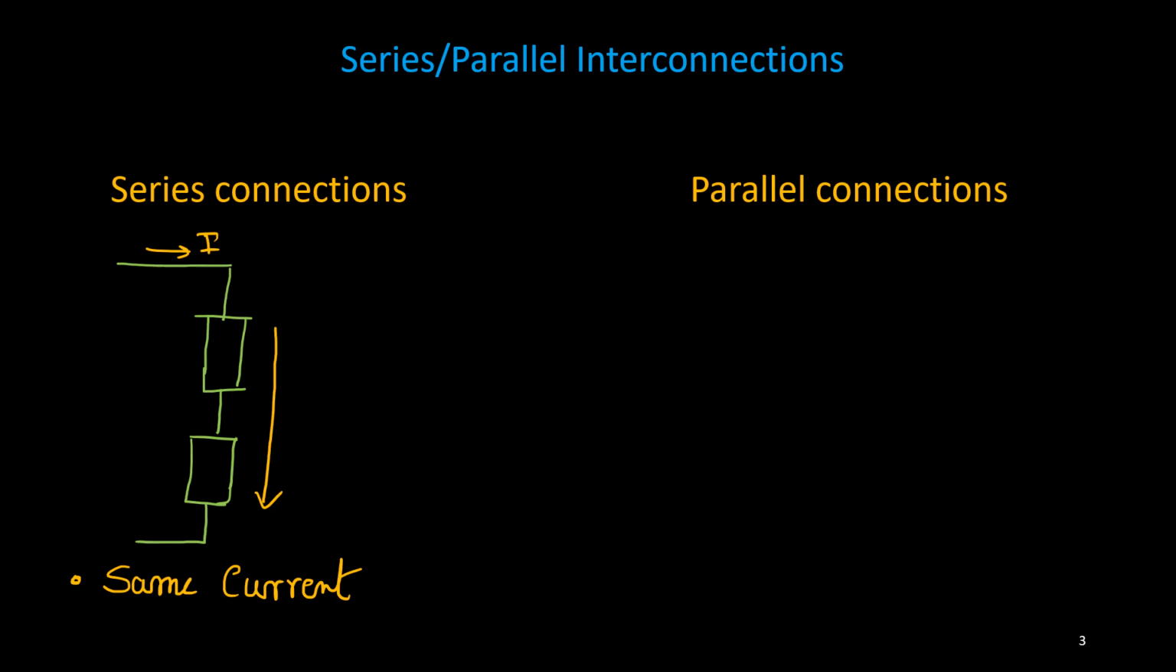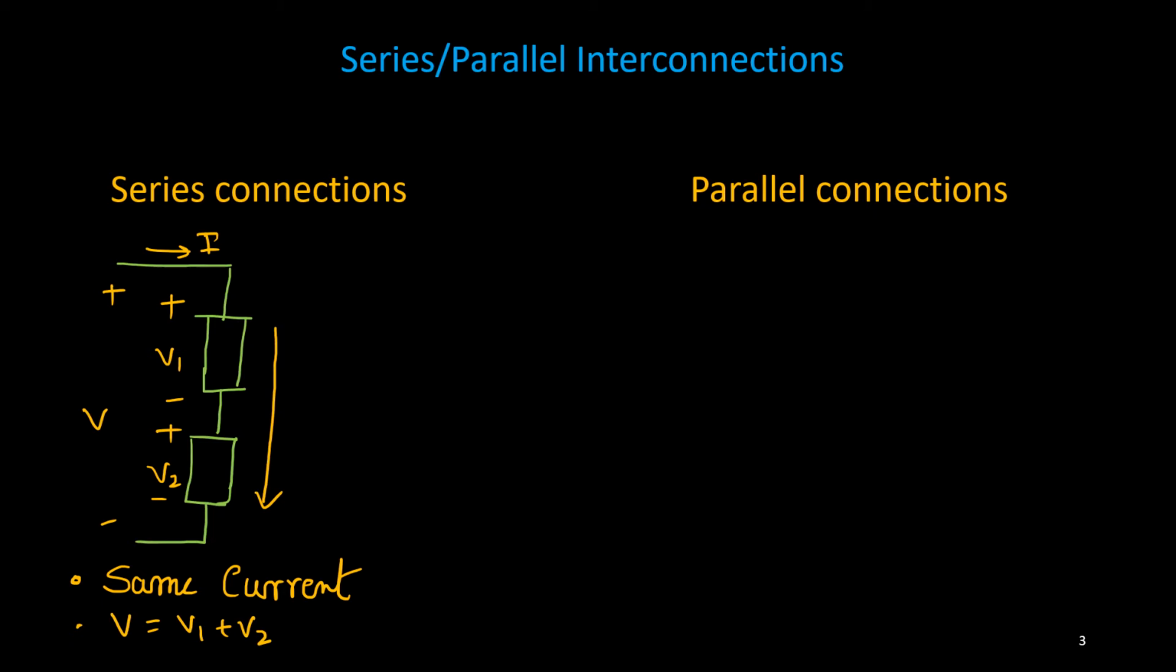But the potential developed across the elements, suppose this is V1 and this is V2, could be different, and the total supply voltage V we can get as V equals V1 plus V2. So if this is different, then what will you get in a parallel connection?